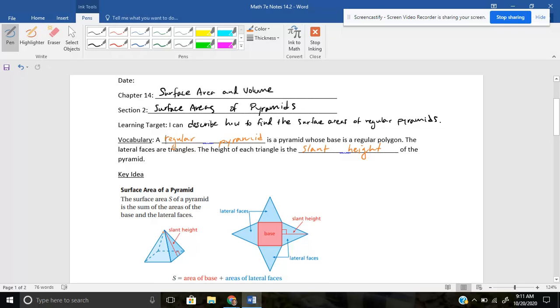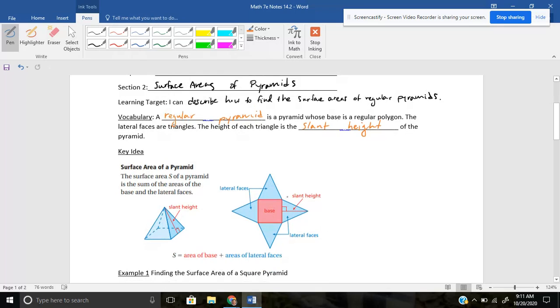If you can imagine that we were to peel back each one of these sides of this pyramid, it would give us a net that looks similar to this shape. Okay? And likewise, if you were to fold them up, like if you were to pretend that these lines were creased here, or dotted, and you folded on the dotted lines, you'd get this triangle.